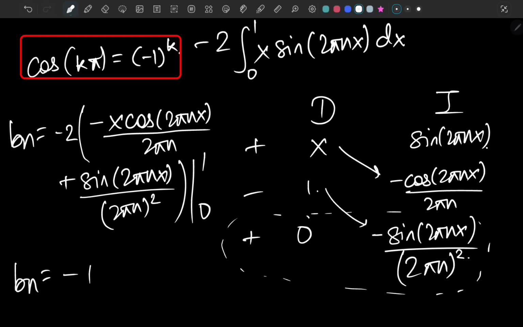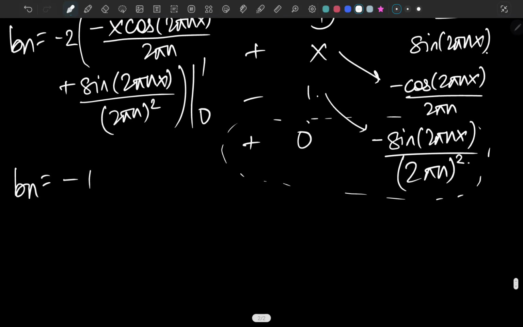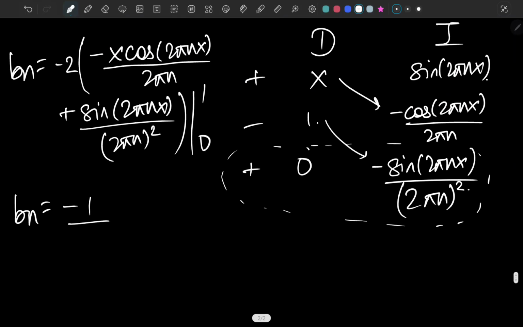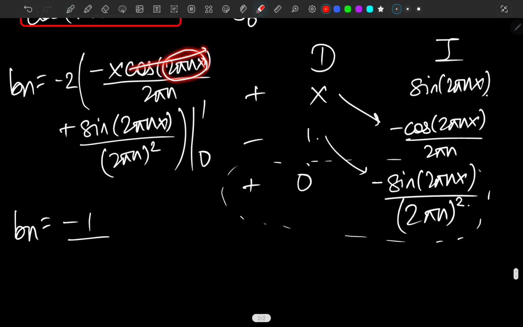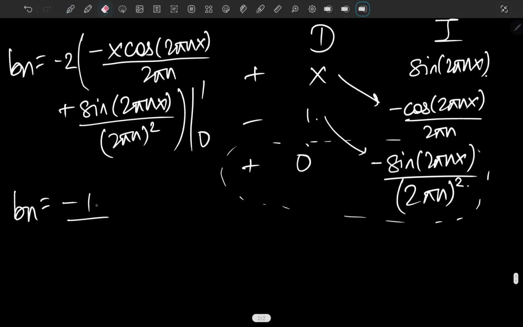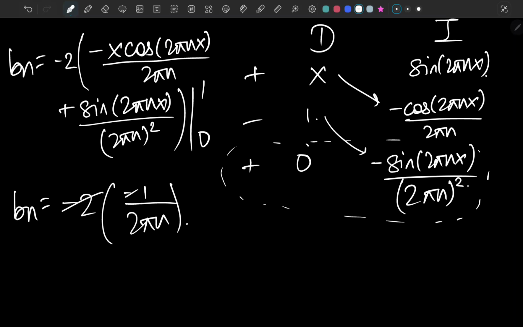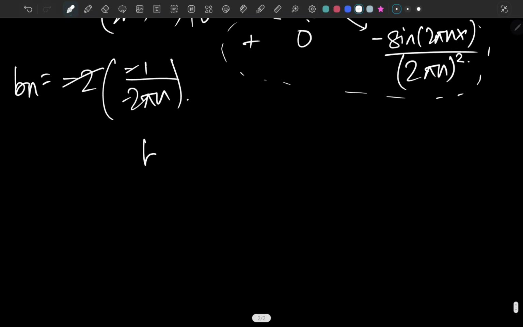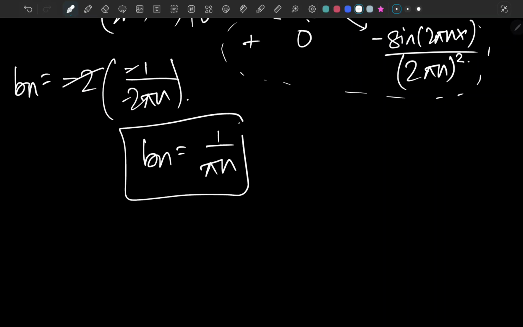So it's negative 2. Okay, so we are having negative 1, and 2 pi cosine of even is just 1, so yeah, and it's negative 2 actually, because we had a factor. Negative 2 times 1, negative 1 over 2 pi n. So this negative and 2 cancel out, and successfully we are having b sub n as 1 over pi n.